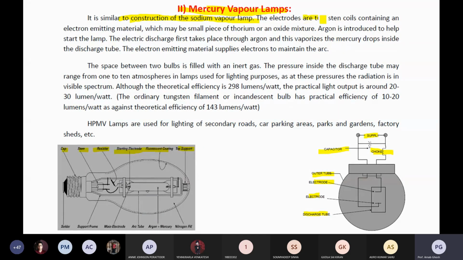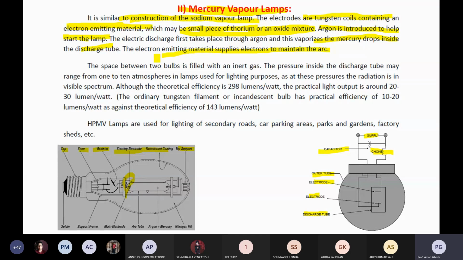Okay, the electrodes are tungsten coil containing an electron emitting material. So tungsten coils are there, with electron emitting material, which may be a small piece of thorium or an oxide mixture. Okay, so it's an oxide mixture. The argon is introduced to help the start of the lamp. Okay, so argon is normally used to help start the lamp. The electric discharge first takes place in the argon, then vaporizes the mercury drop inside the discharge tube. Okay, the electron emitting materials supply electrons for maintaining the arc.